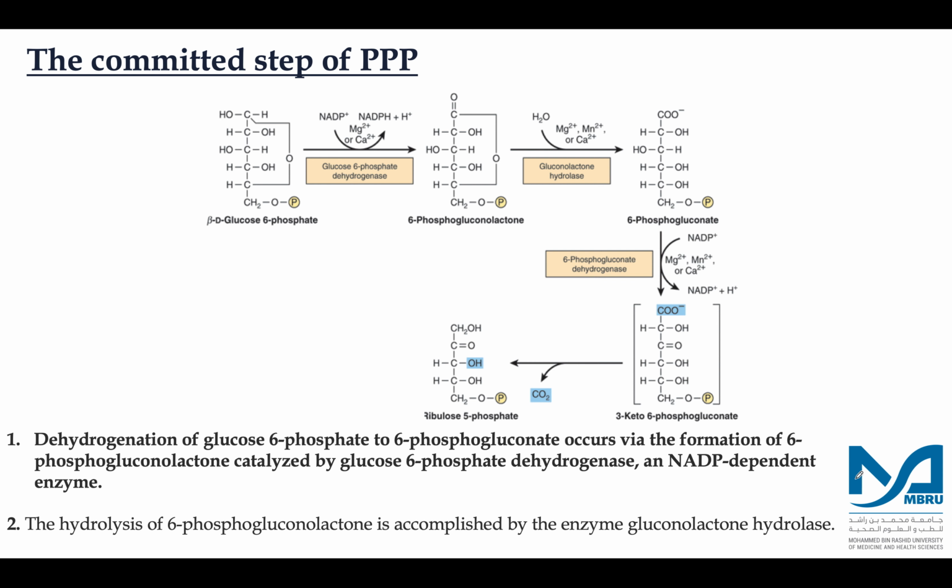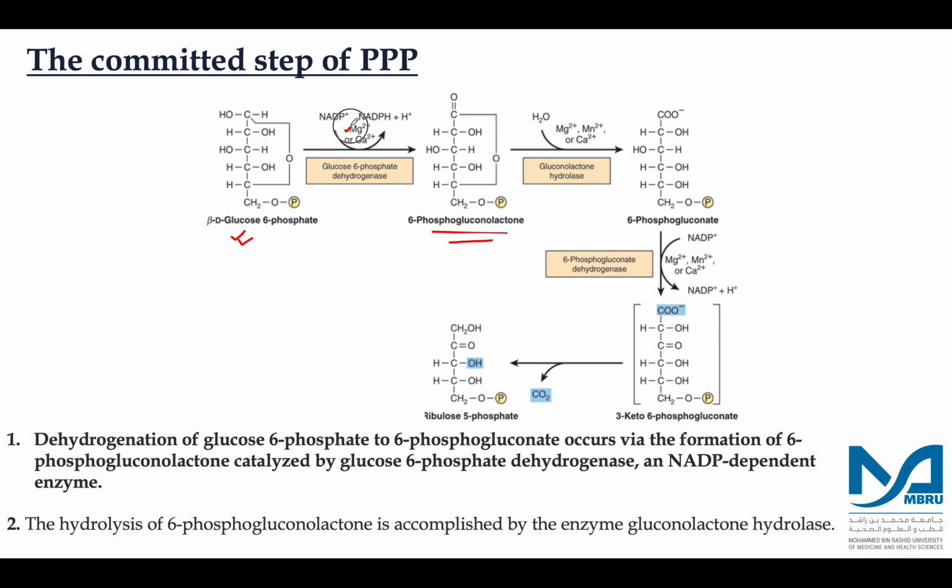So let us now look at the committed or the rate limiting step of the pathway. So we start the pathway with glucose 6-phosphate. Before that, if you want to write when you are studying the pentose phosphate pathway, you can start with glucose, hexokinase, glucose 6-phosphate, and then the process starts from here. So glucose 6-phosphate is converted to 6-phosphogluconolactone by the enzyme glucose 6-phosphate dehydrogenase.